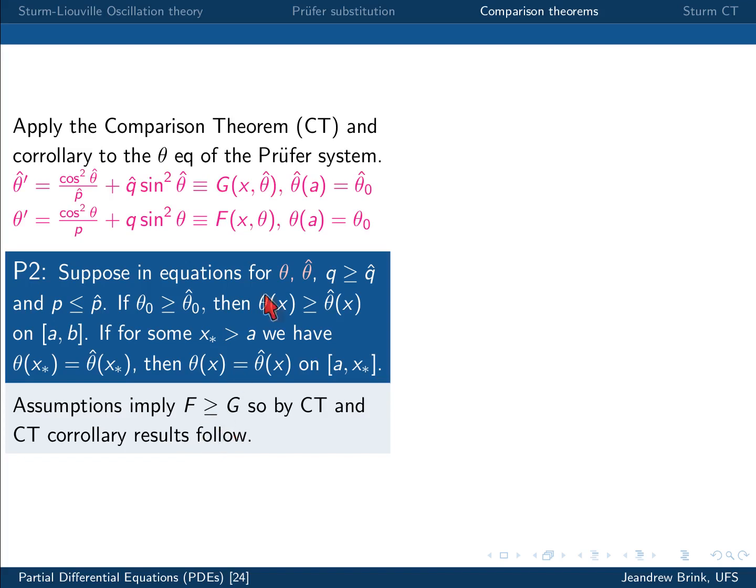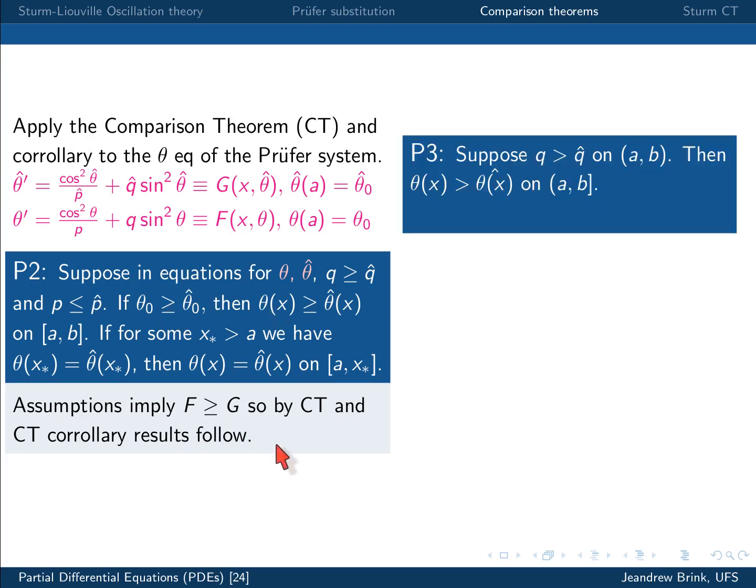We have that the f function's initial condition is bigger than the other function's initial condition. Therefore, the function itself remains bigger than the function with a smaller velocity. Okay, and then given this, there's another result, which is basically a corollary that results specifically when you apply the comparison theorem to the Prüfer system.